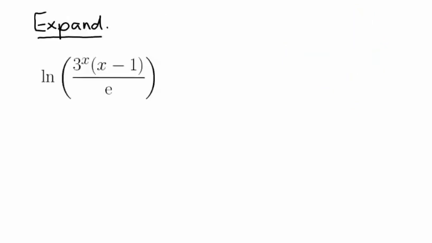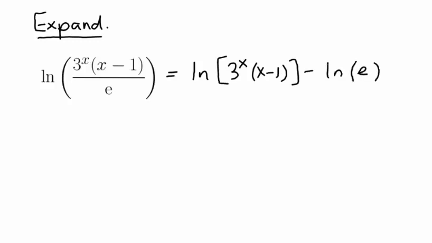Remember that all of your logarithm laws work in both directions, so we can also expand a single natural logarithmic expression. To expand this expression, let's first deal with the fraction. So I'm going to change the division into a subtraction of natural logarithms. So my first step here is to take ln of the numerator, which is 3 to the x times (x minus 1), and subtract ln of our denominator, which is e.